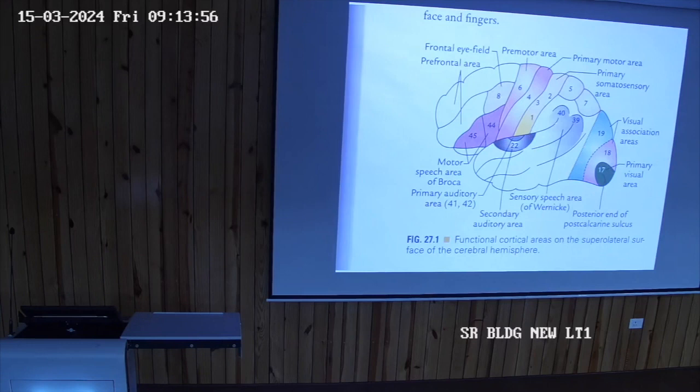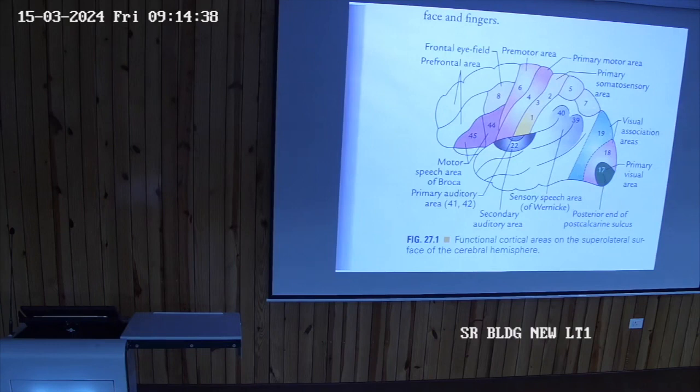This posterior ramus of the lateral sulcus extends into the lower part of the inferior parietal lobule. And similarly, the superior temporal sulcus is also extending into the posterior part or inferior temporal gyrus. So, here you can see the area number 39 and 40. On the dominant hemisphere, it is showing the part of Wernicke's sensory area. Wernicke's sensory area.